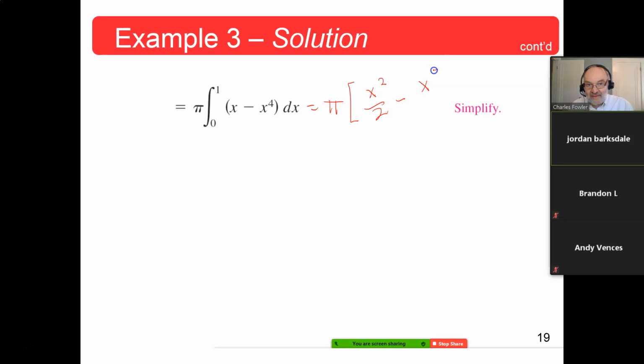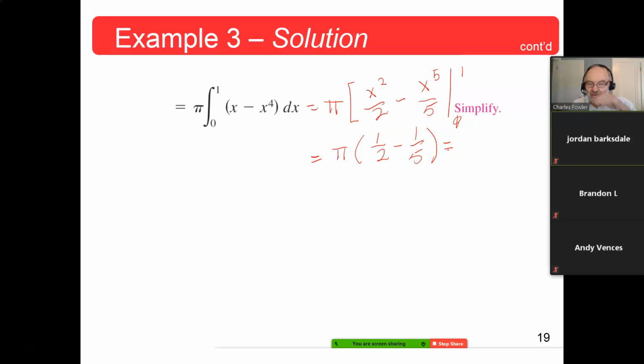Same. X to the fifth over 5. Perfect. And you're going to evaluate that from 0 to 1, which are two of the easiest numbers to evaluate. And that will be pi times, when you put a 1 in there, you get a 1/2 minus a 1/5. Put a 0 in there, you get nothing and nothing. Okay, so that's what you got.